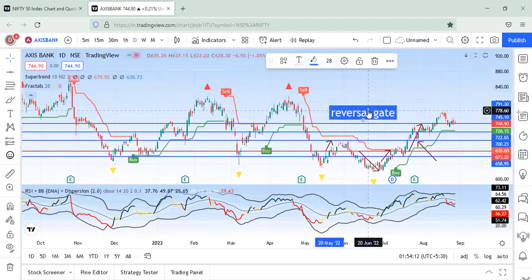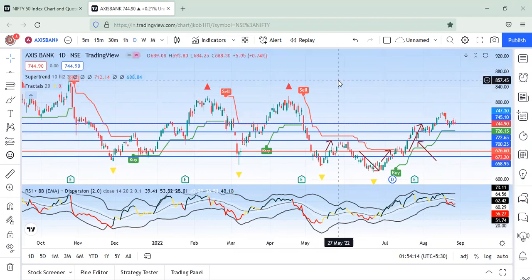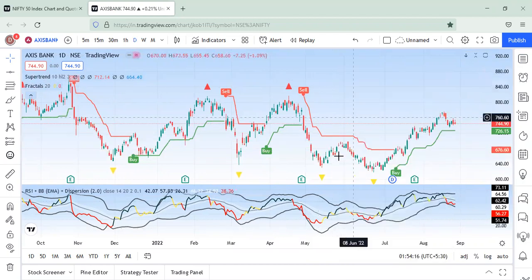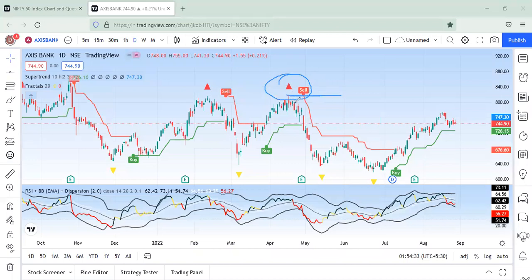This Axis Bank chart. If you find this Axis Bank chart here, this Supertrend sell signal, and before that this fractal sell signal came here at the top, a relevant top, as we are discussing on EOD charts. So it is easy to speak doing a post-mortem. However, we need to see in the coming days in the live market how these signals are generating.